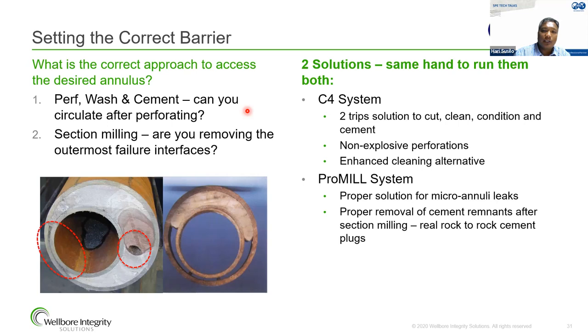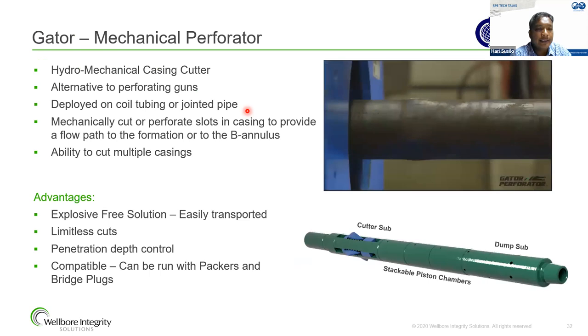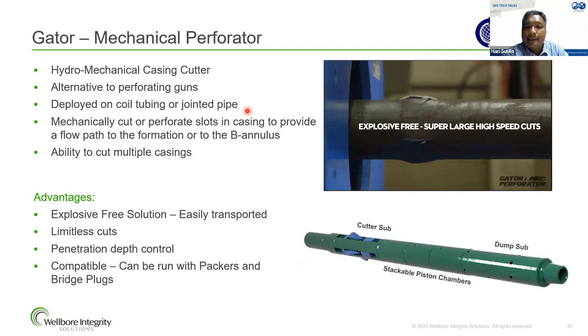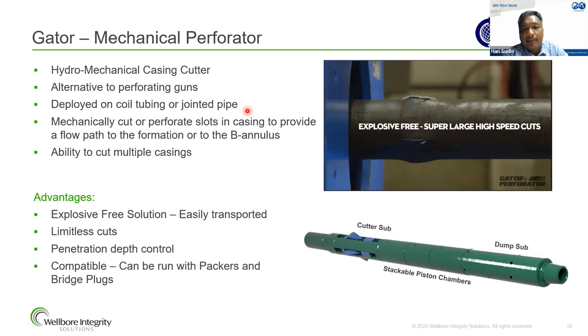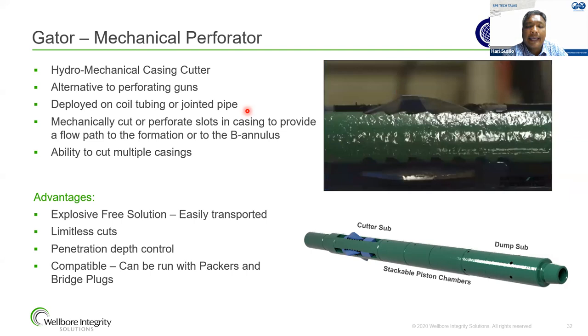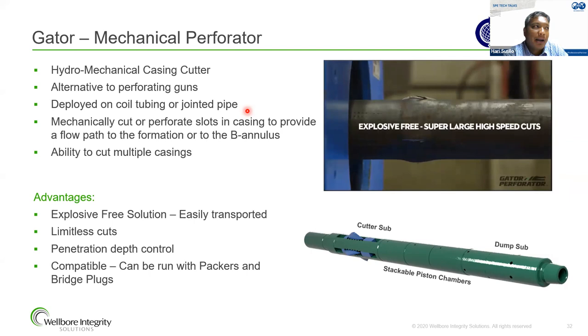So this is one of the solutions on setting the barrier with the gutter. We call it a gutter. It is hydromechanical, not actually a casing cutter. I would say this is a puncher, and it is non-explosive. It could be an alternative to the perforation gun, and can be deployed on coil tubing or jointed pipe as well. We run into the hole and set to whatever depth is required, and then we just pump through it. When we pump through it, there is a cutter that penetrates and punches the casing. It is a blade, a super powerful blade, and can go through double casing as well, up to 13 3/8.